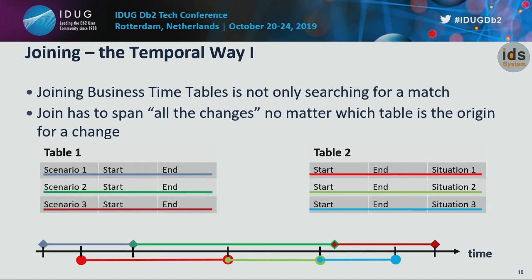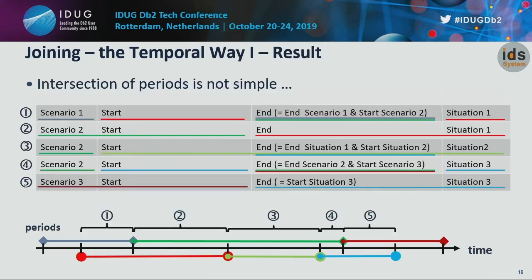I'm going to join that. And what do we expect? Well, I expect to get out all the different periods. And this is basically what I would like to see: a period whenever there's a matching row, there are matching periods. This is from the scenario table, this is from the situation table. And whatever changes makes up a new period. So I want period 1, 2, 3, small 1, 4, and 5.